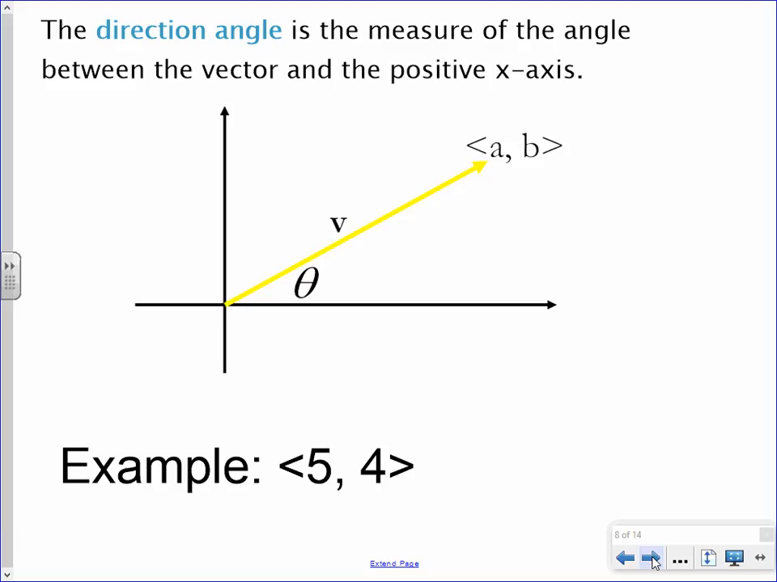So I have the vector v drawn up there, and its component form is <a, b>, and our direction angle is theta. So we know how to find the magnitude, the square root of a squared plus b squared, but what we're going to determine is how to find that angle theta.